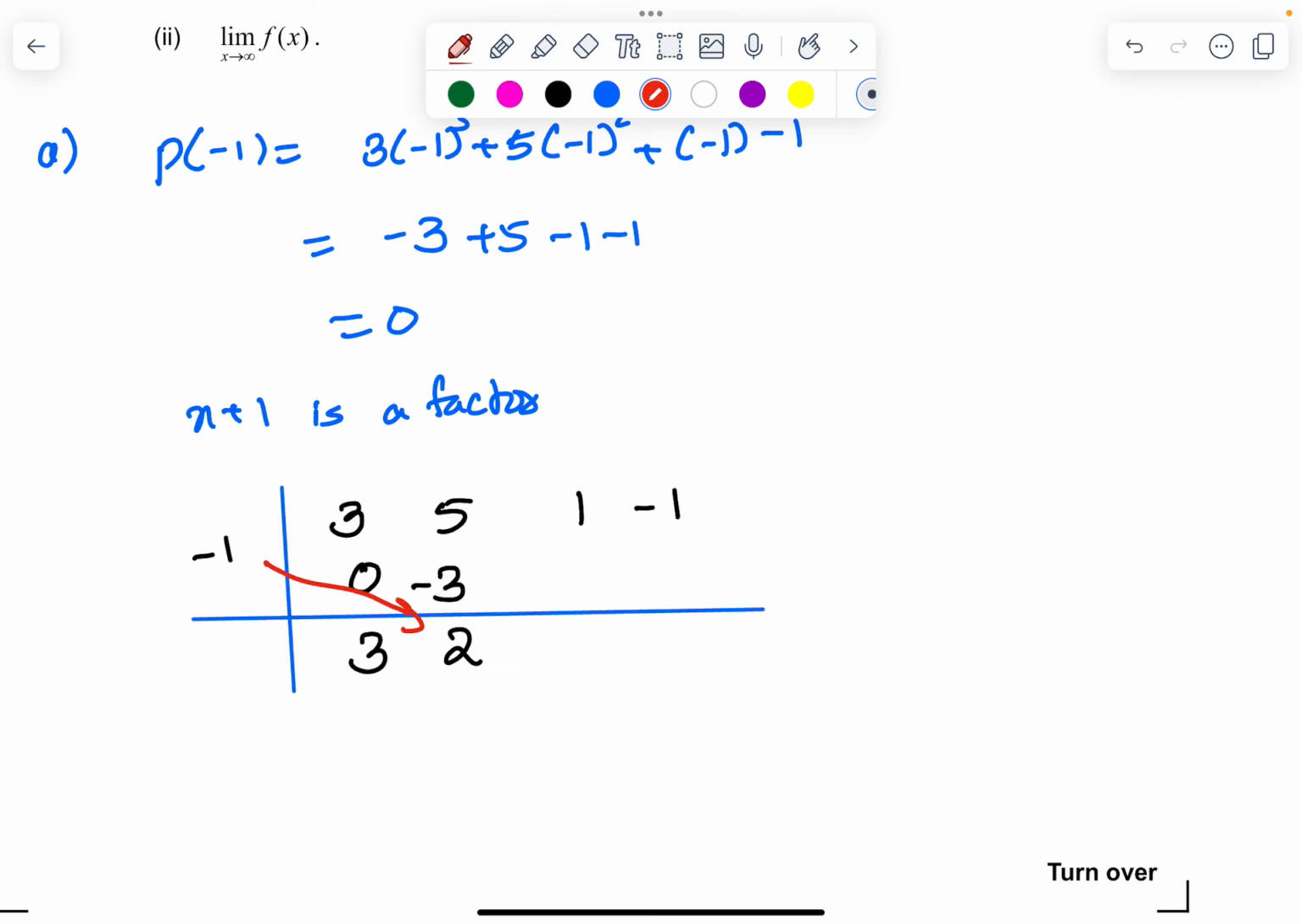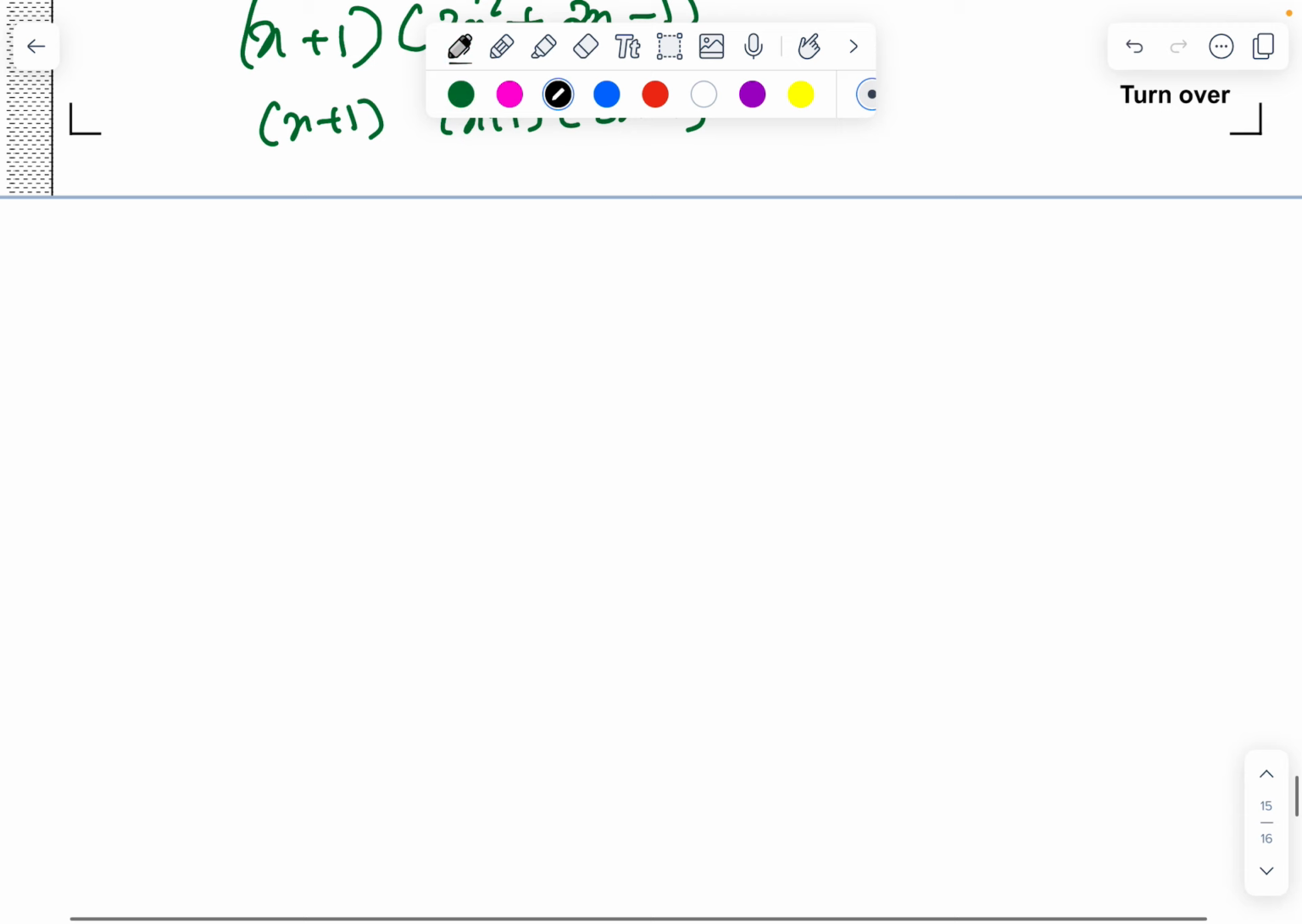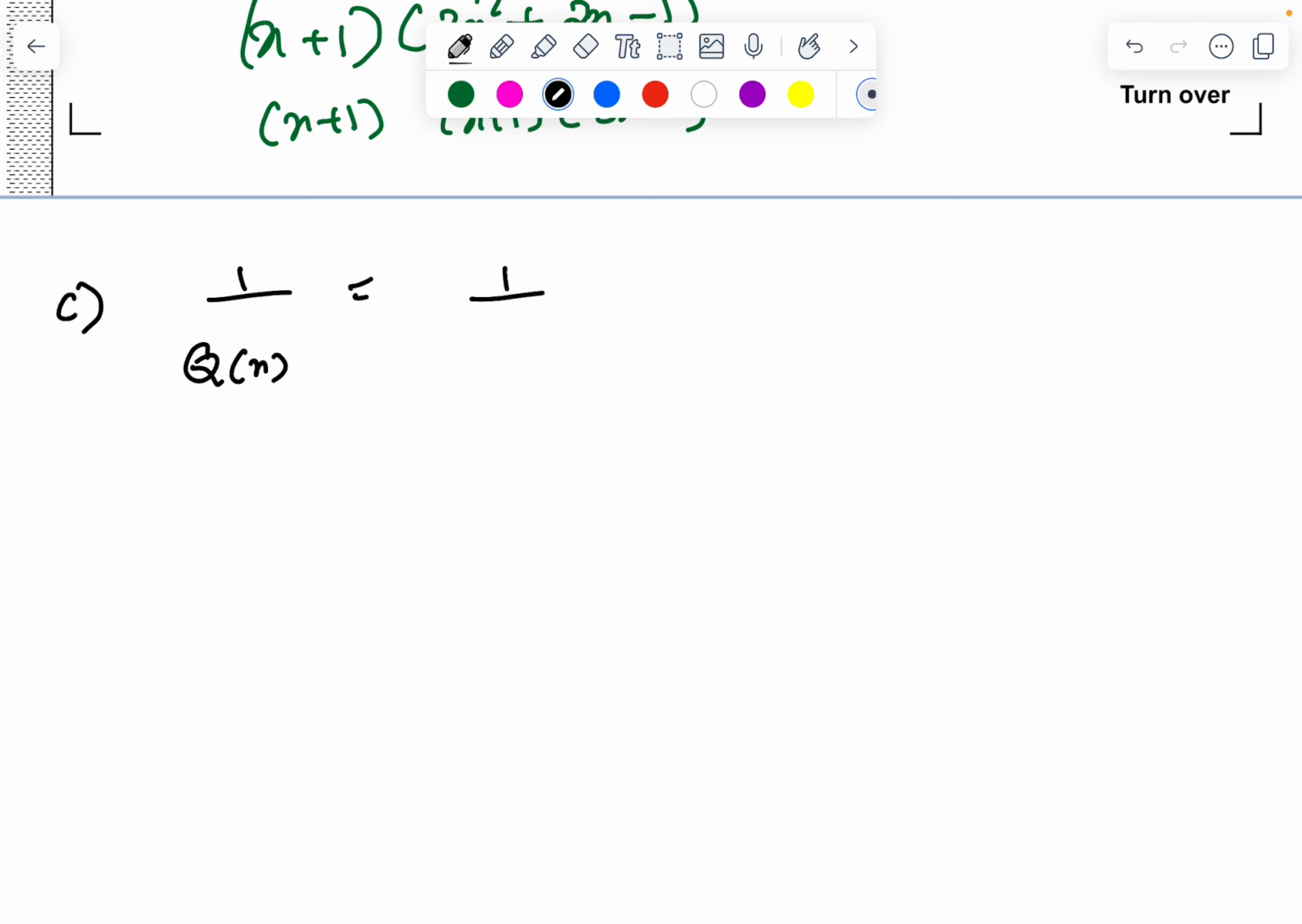Next, what has been asked? Now consider Q of x equals to this much. Express Q of x in partial fractions. So what is Q of x? x plus 1 times 2x plus 1. Part C. So 1 upon Q of x is equal to 1 upon x plus 1 times 2x plus 1, which is going to be A upon x plus 1 plus B upon 2x plus 1.